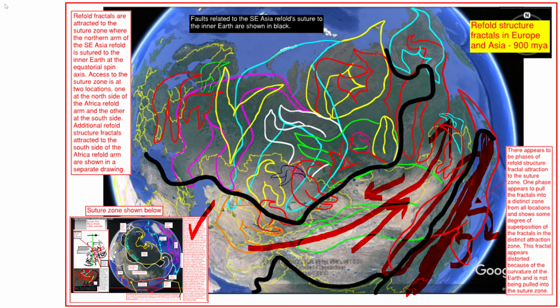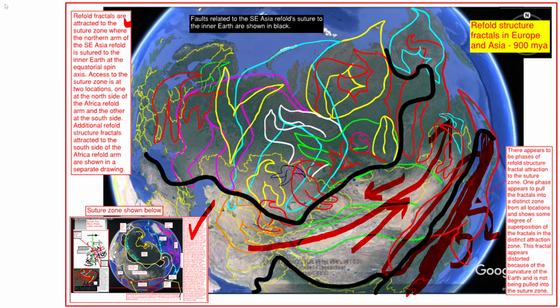So I'm going to read the text boxes now. Up here on the upper left: refold fractals are attracted to the suture zone, where the northern arm of the Southeast Asia refold, which I highlighted, is sutured to the inner Earth at the equatorial spin axis. Access to the suture zone is at two locations, one at the north side of the Africa refold arm, underneath it, and the other at the south side, which I just explained, by the equatorial spin axis. Additional refold structure fractals attracted to the south side of the Africa refold arm are shown in a separate drawing on the next slide.